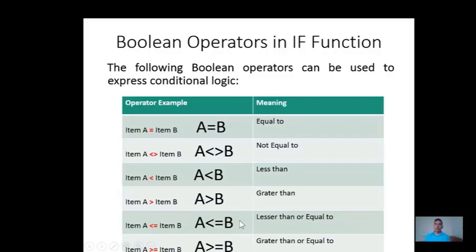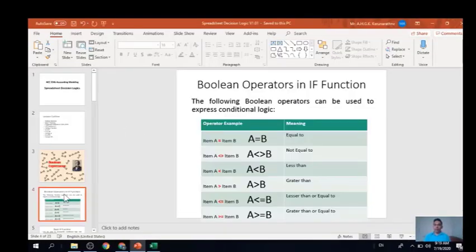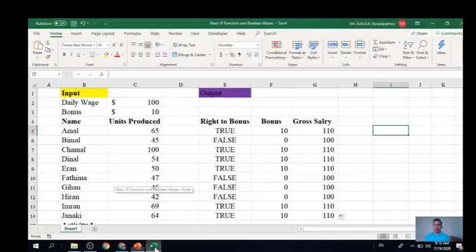If you want to test whether a particular value, let's say value A, is less than or equal to value B, then you can use this particular logical expression. At the same time, the last logical expression can be applied if you want to test whether value A, appearing in a particular cell, is greater than or equal to another value, let's say value B. It can be expressed like this. So we will now see how these Boolean operators can be applied in Excel.